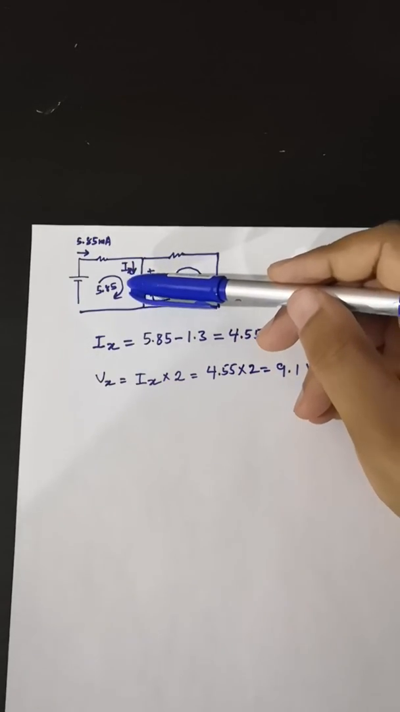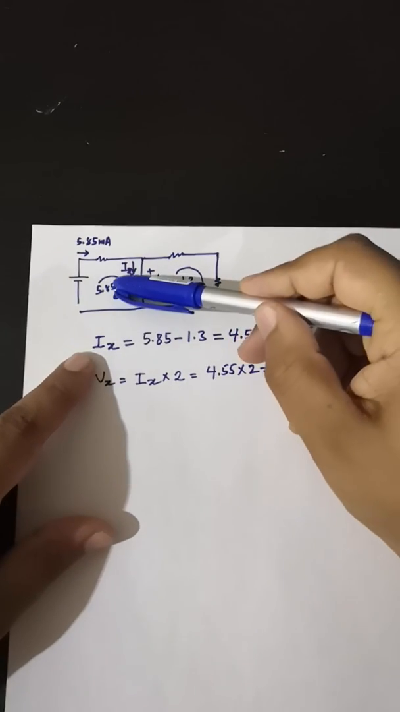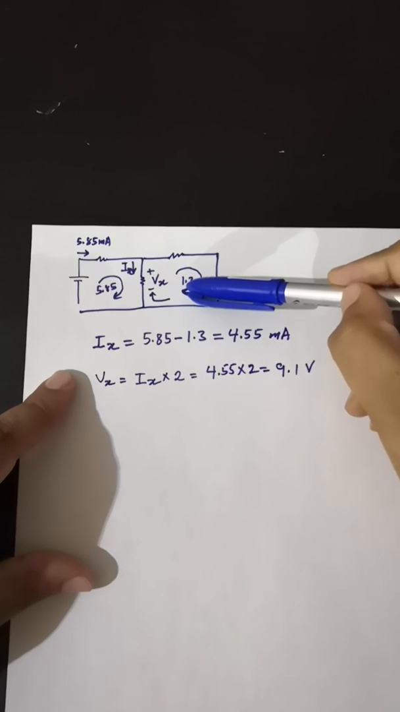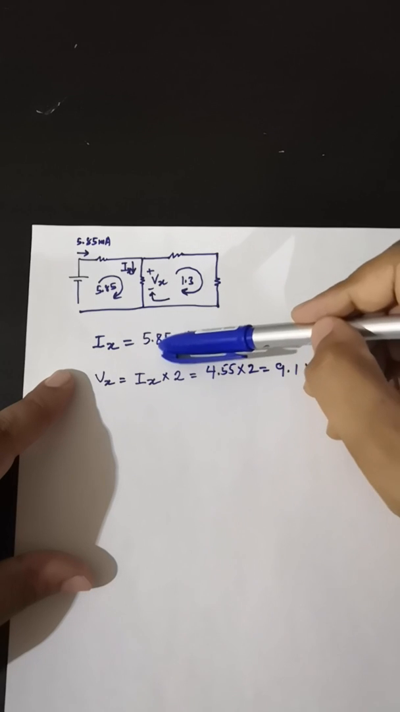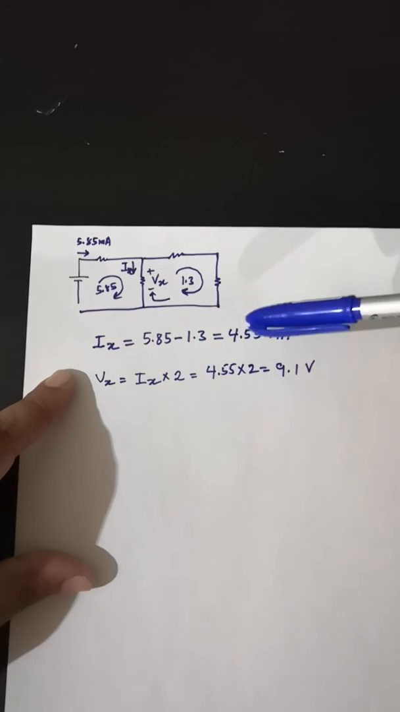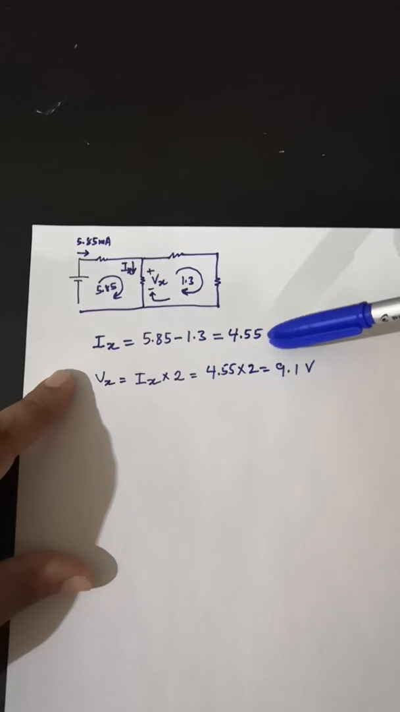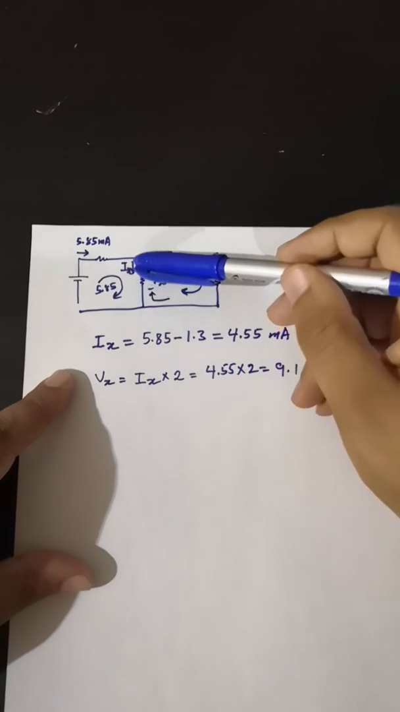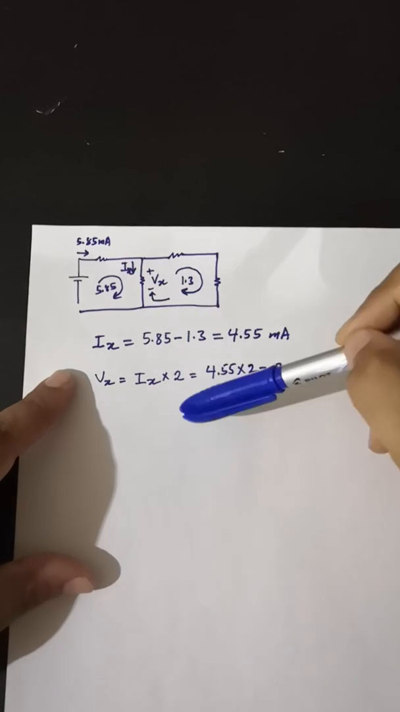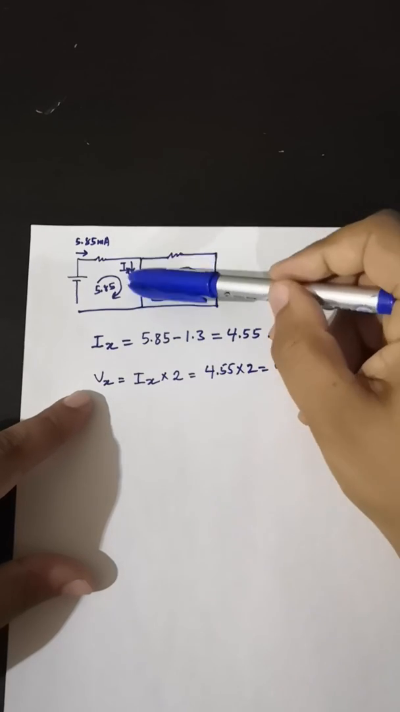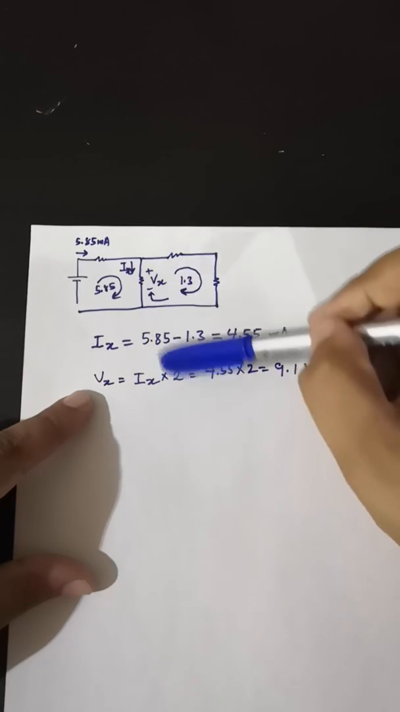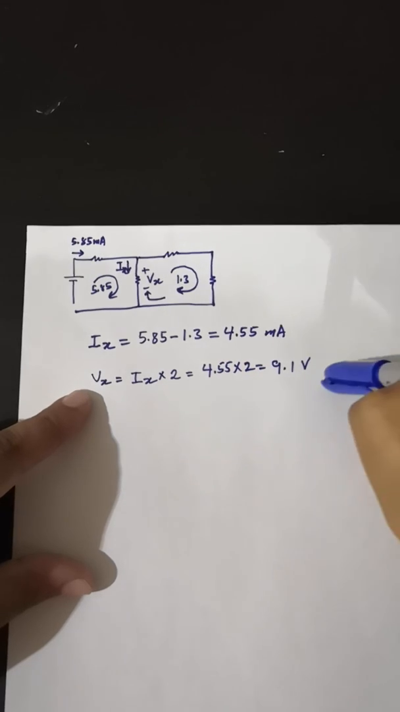So Ix will be this current minus the other current. So Ix will be this current 5.85 minus 1.3, which will be 4.55 milliampere. That is the current that goes here. And the voltage is very simply, we multiply the current by the resistance, which is 2 kilo ohm, we get the voltage.